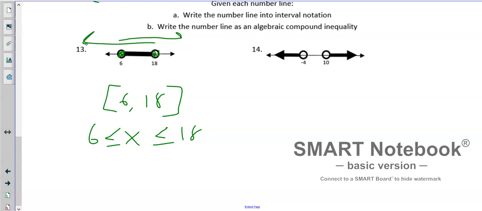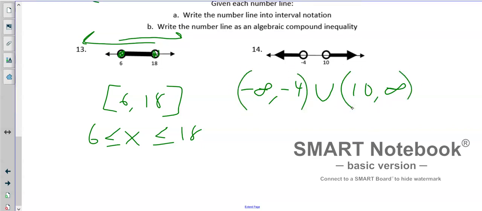Now this one is a union. So this is going from 10 out to positive infinity, and negative 4 out to negative infinity. And they're both open dots, so parentheses. So that is x is less than negative 4, or x is greater than 10. And that's it.